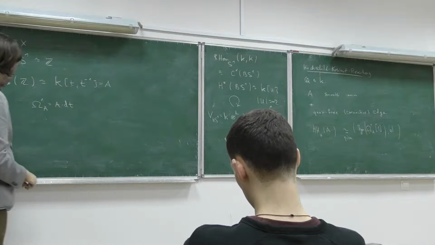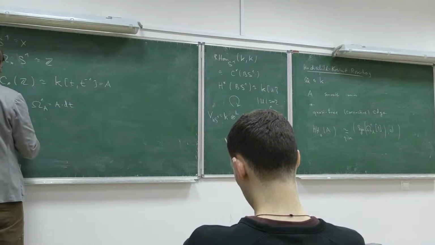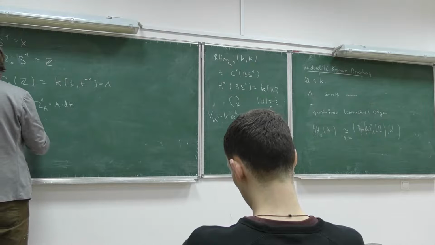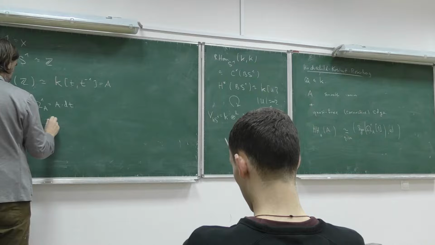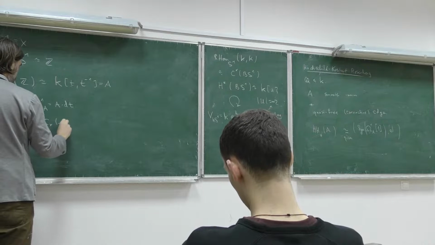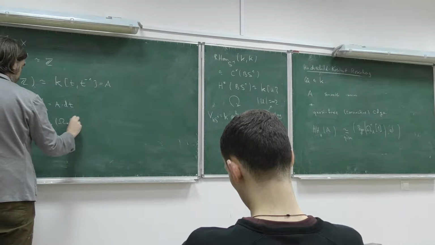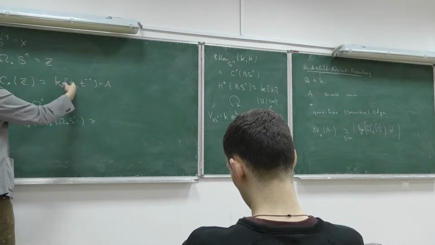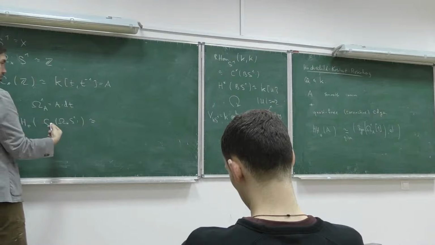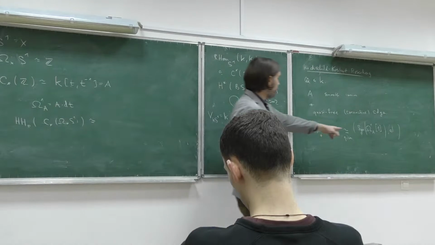Right, and so what we find is that HH0 of chains of based loops in a circle is Laurent polynomials in degree 0. So that's the Sym 0 term of this.